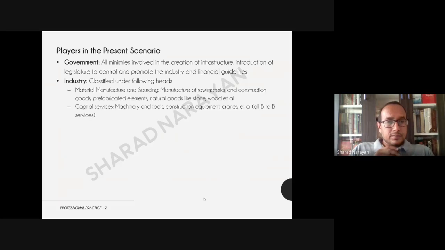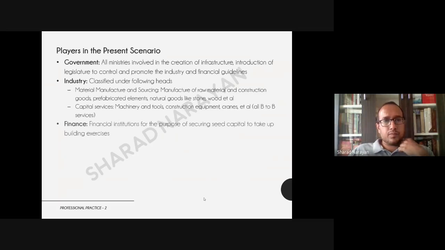Capital services. When we talk about capital services here, we talk about machinery and tools, construction equipment, cranes. Here we are looking at all those services which are served on a B2B basis. So there are two parts of services that we look at. We look at B2C, which is basically business to consumer, and we look at B2B, which is business to business. So as a part of the building industry over here, most of the things that we look at are B2B services. Financial institutions for the purpose of securing seed capital to take up building exercises.